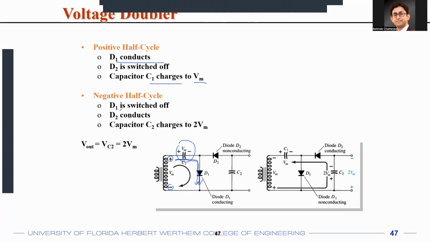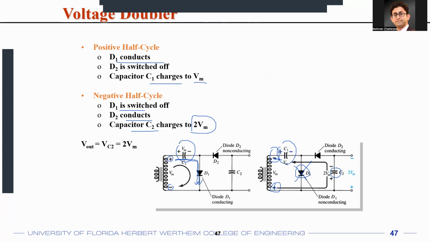Now in the negative half cycle, the diode D1 will be switched off. So this diode will be switched off because this is positive and this is negative in the negative half cycle. The diode D2 will start conducting, and the capacitor C2 is going to charge to twice Vm. Why would it charge to twice Vm? Because this point is positive, this point is plus, and this point is minus for the Vm voltage. And this is minus and this is plus for the Vm voltage that are stored in the capacitor C1.